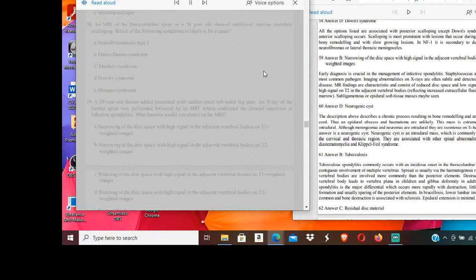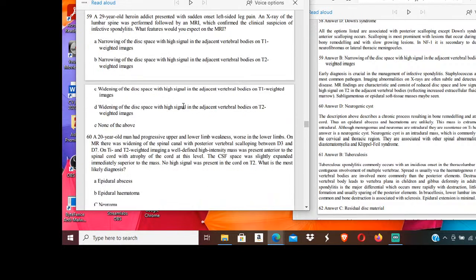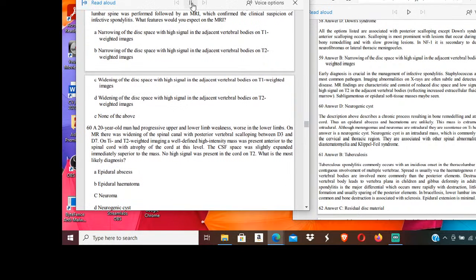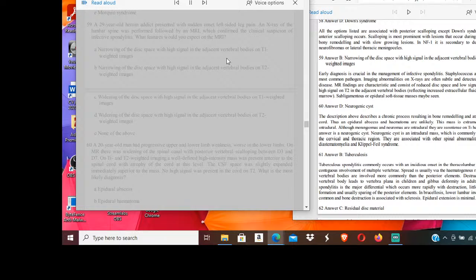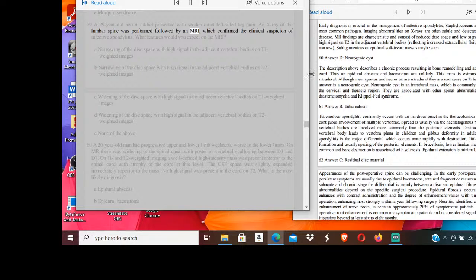Question 58: an MRI of the thoracolumbar spine in a 26-year-old. Question 59: a 29-year-old heroin addict presented with sudden onset left-sided leg pain. An X-ray of the lumbar spine was performed followed by an MRI, which confirmed the clinical suspicion of infective spondylitis. What features would you expect on the MRI?